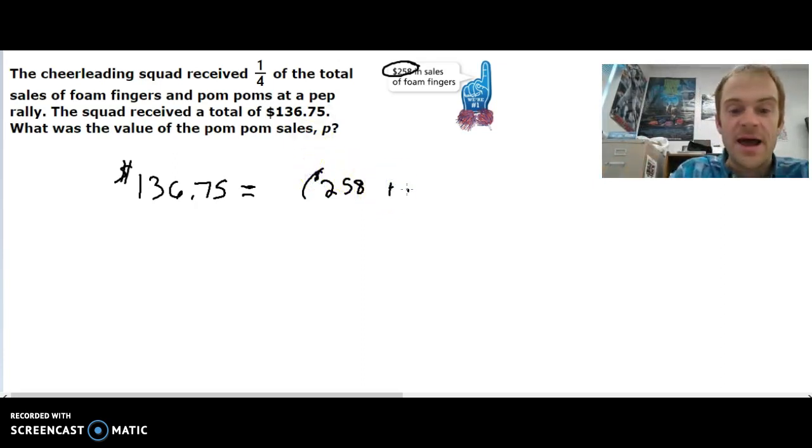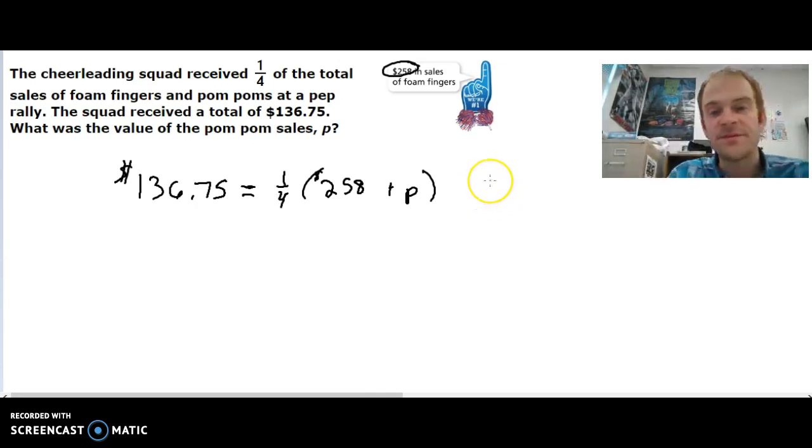And then what happens is we know we get 1/4 of this, and we also get 1/4 of the amount of pom-pom sales. So if I add those amounts together and multiply them by 1/4, that's going to be my equation that we have here. Another way, sometimes it might make more sense to you to not think of it as a distributive property. So you could have also come up with an equation that would look very similar. It'd actually maybe save you a step in the long run.